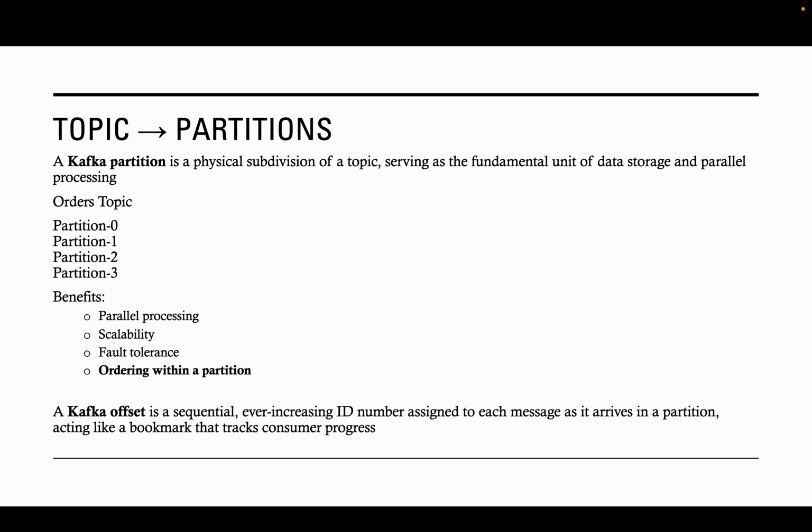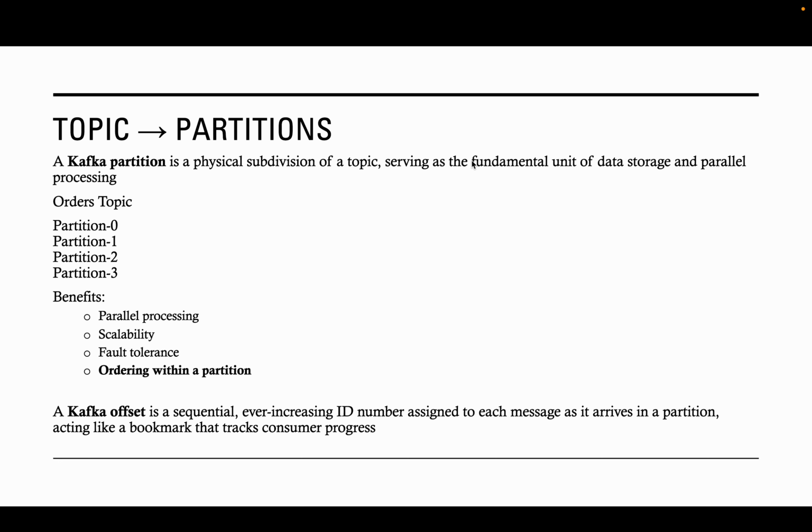Kafka has a concept called partitioning, which is the physical subdivision of a topic serving as a fundamental unit for data storage and parallel processing. Let's understand a few keywords over here. Subdivision of a topic serving as a fundamental unit of data storage. So a Kafka topic is an amalgamation of partitions. A Kafka topic will always have a few partitions in it, right? In this case, the order topic will have partitions 0 to 3. Like, there are 4 partitions.